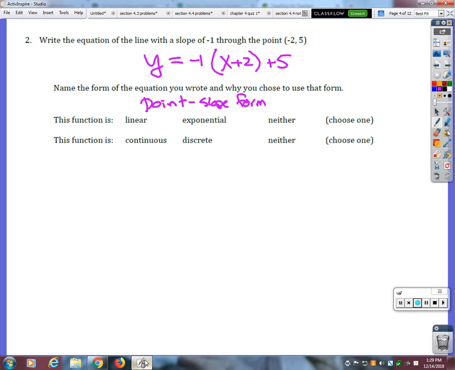Okay? All right, Talia, linear, exponential, or neither? I feel like it's linear too because it said write the equation of the line, and line means linear. Okay? Talia, continuous, discrete, or neither? I think it's continuous too. Good for you, because you can put whatever number you want in for x. It doesn't have to just be whole numbers. Okay? So that means that it is continuous.